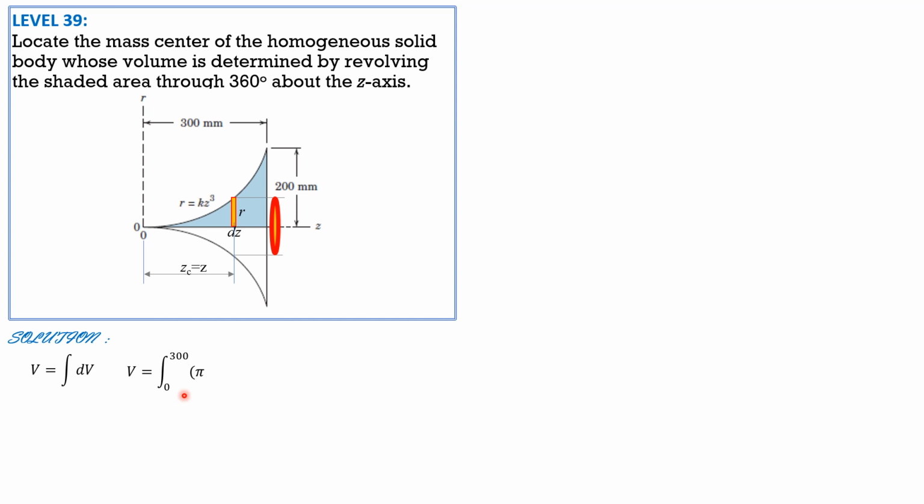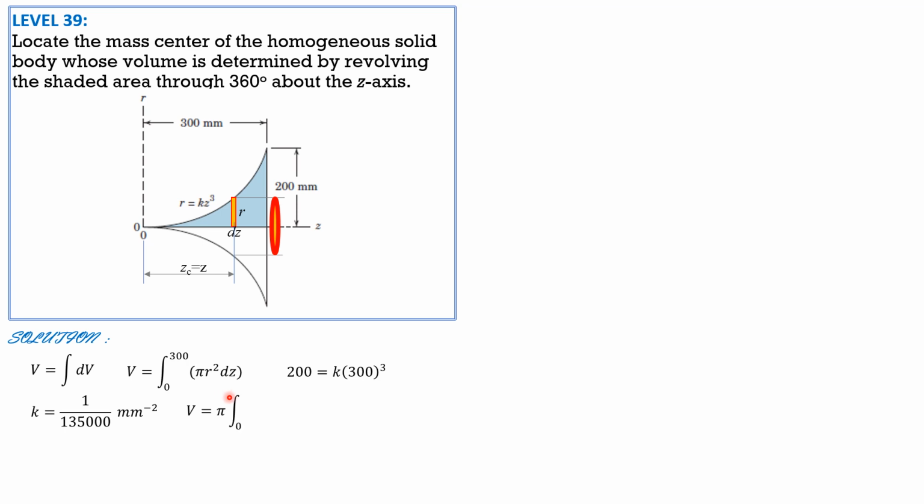So integral from 0 to 300, the variable of integration is z. So 0 to 300 of pi r square dz. Then the value of r is given by this expression. So let's evaluate k first. At this point here, r is 200 and z is 300. So 200 equals k times 300 cubed. So k therefore is equal to 1 over 135,000 mm to the negative 2.